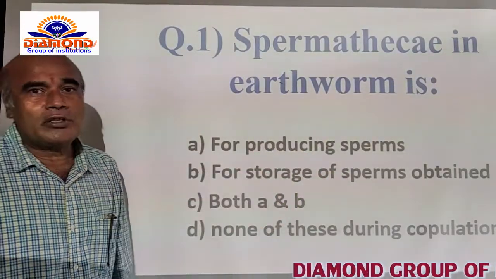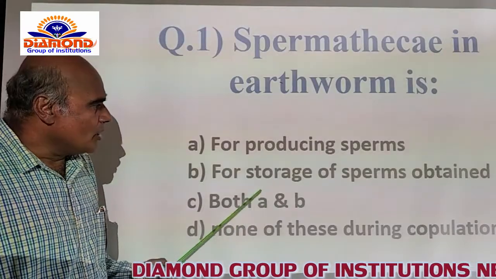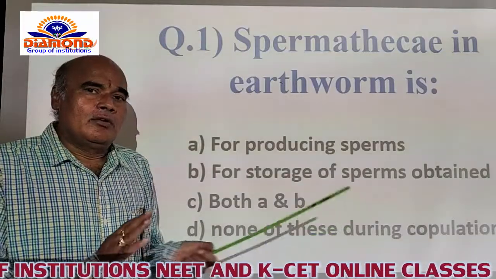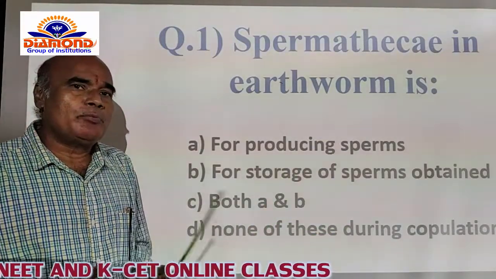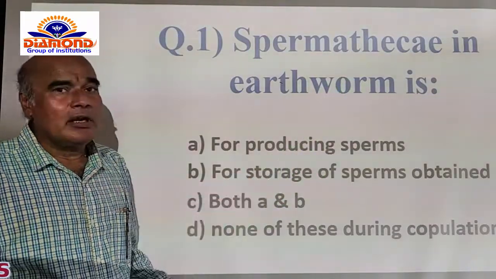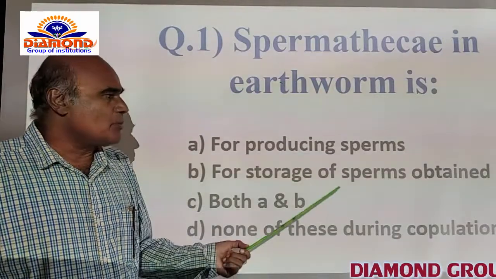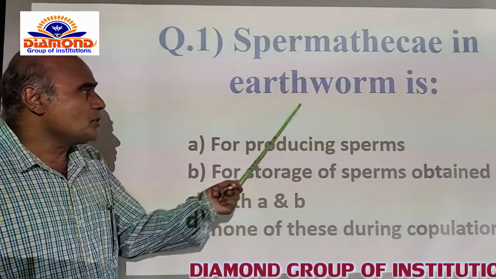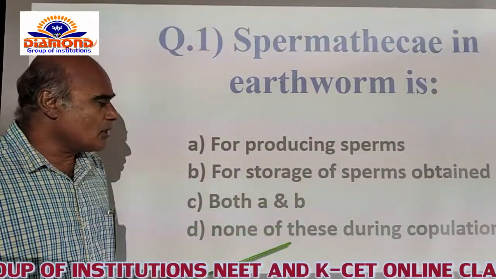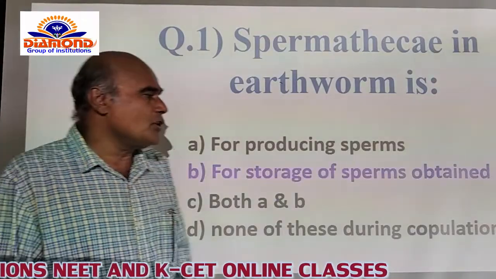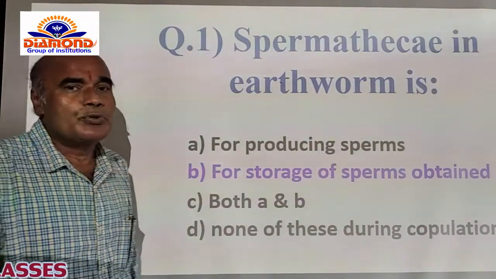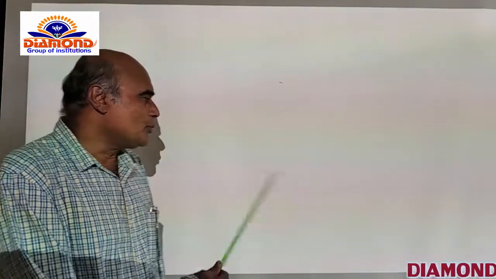The spermatheca is not at all concerned with the production of sperm. Option B, for storage of sperms obtained: until the fusion of sperm and egg is completed, whatever sperms are received by the spermatheca are temporarily stored in it. So B is the correct option. C, both A and B, is not related, and D is none of these. B is the correct option, to receive the sperms during copulation. Now I am opting for option B.